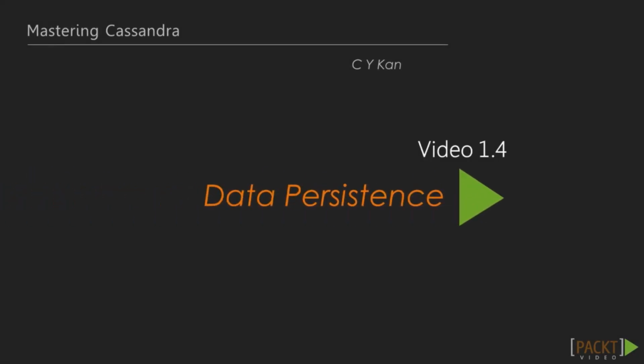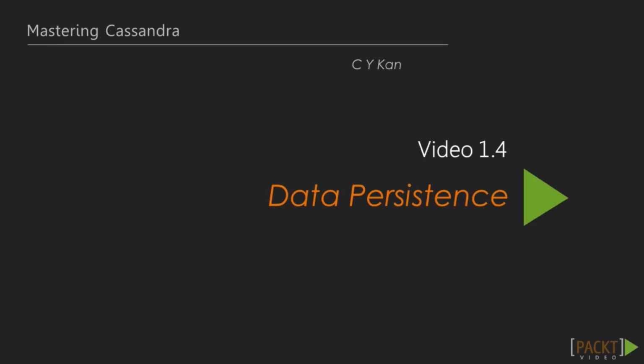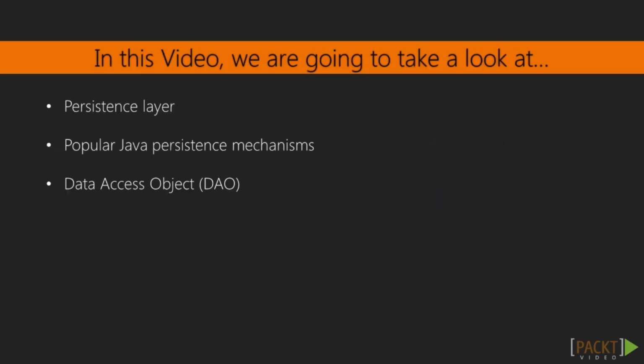Welcome to the 4th video of the Mastering Cassandra video course. In the last video, we had a quick review of Java web frameworks. Now we'll talk about data persistence. In this video, we'll learn about what a persistence layer is. There are also a number of Java persistence mechanisms, which will be briefly introduced. And we'll explain the data access object pattern to wrap up this section.